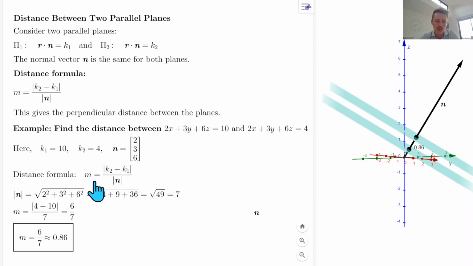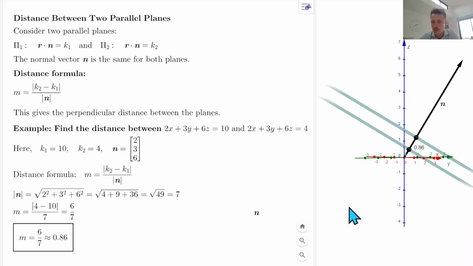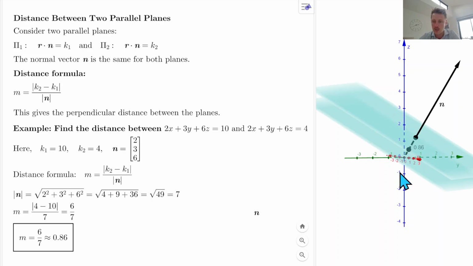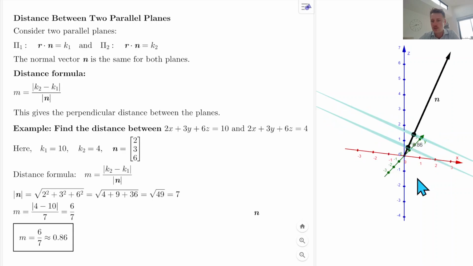So we get that the distance formula is, take these away from each other, and then divide by the magnitude of n. Again here, it turns out that the magnitude of n is 7. So you get the absolute value of 4 minus 10, which is 6, divided by 7, which is 0.86. And sure enough, the distance between these planes turns out to be 0.86. So interesting results.